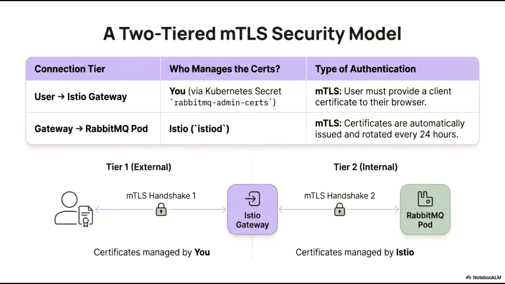Moving to the second tier, which covers internal traffic from the Istio gateway to the RabbitMQ pod, certificate management is fully automated by Istio through its Istiod component. In this internal environment, certificates are automatically issued and rotated every 24 hours, ensuring a high level of security with minimal manual overhead. By implementing this dual-layered approach, we maintain strict manual control over external access, while leveraging Istio's automation to secure internal service-to-service communication.